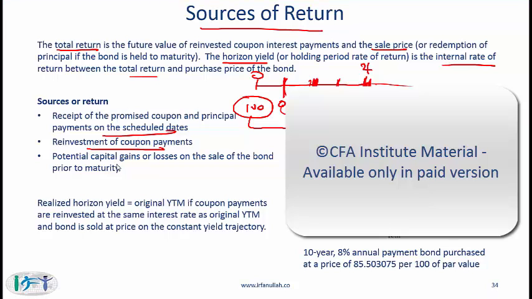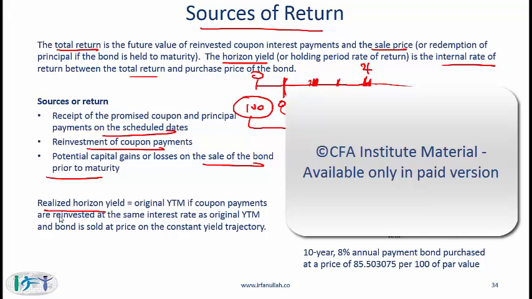And then potential capital gains or losses on the sale price of the bond prior to maturity. If you hold the bond to maturity, then obviously at maturity you will get par value. But it is possible that you sell before maturity, and it is possible that interest rates go down, which means that you will have a capital gain on the bond.